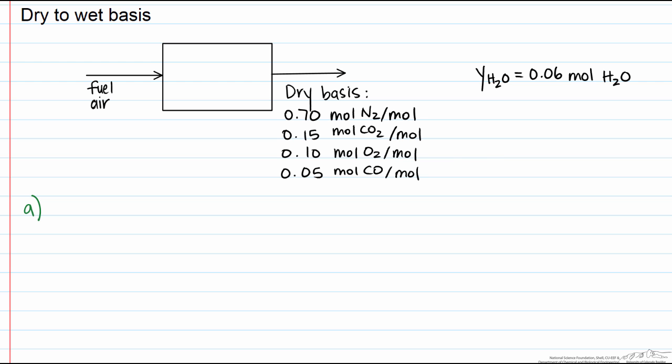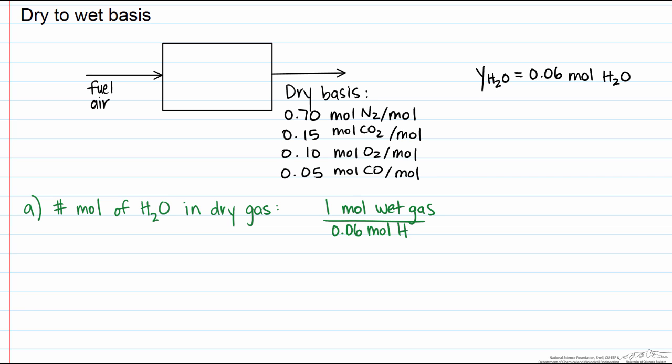So our first step is to figure out the number of moles of water in the dry gas. And what we know is in every 1 mole of wet gas, we have 0.06 moles of H2O. We also know in every mole of wet gas, we have 0.94 moles of dry gas. So the next thing we'll do is relate the two.